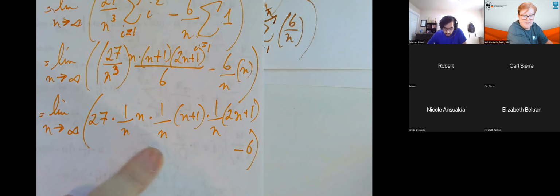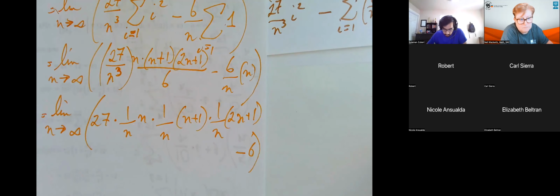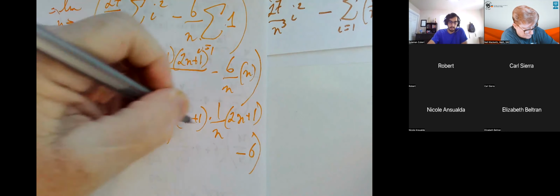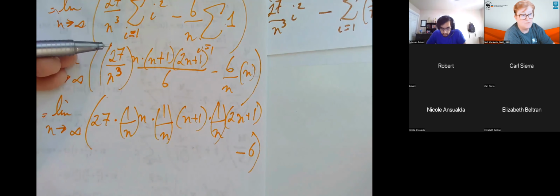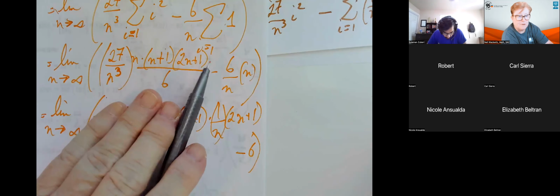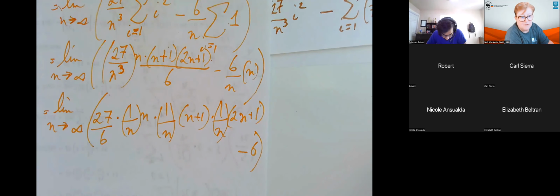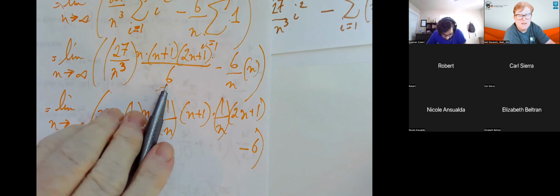Where did I get the 1 over n's? I want to make sure everybody knows. The n cubed. That's right. We have 1 over n cubed, 27 over n cubed, and I wrote that as 27 times 1 over n times 1 over n times 1 over n. And each of those 1 over n's went next to a factor that I have in the numerator here. And I forgot to bring my 6 under the 27. So the 6 that was being divided is now still being divided, but it's out front.